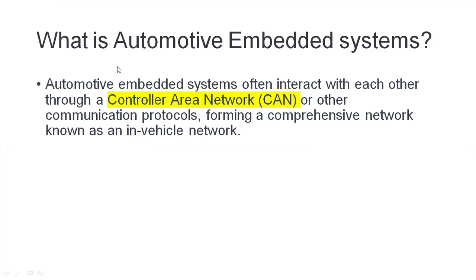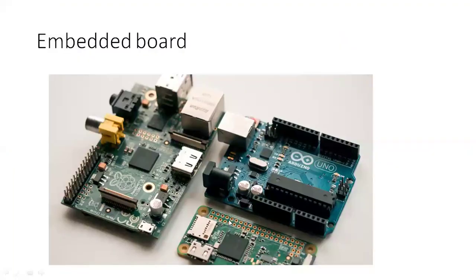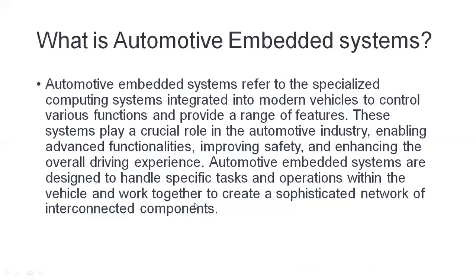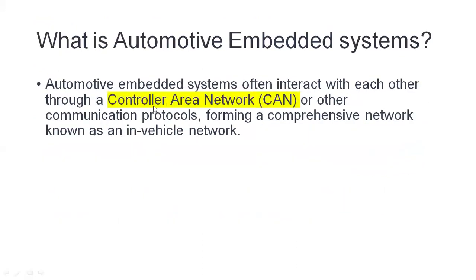What are automotive embedded systems? In automotive embedded systems, each node is communicating. Like we discussed yesterday, we have one embedded board. This is the embedded board. Here we have connected the CAN bus channel. That channel communicates with different types of nodes. That's the node.